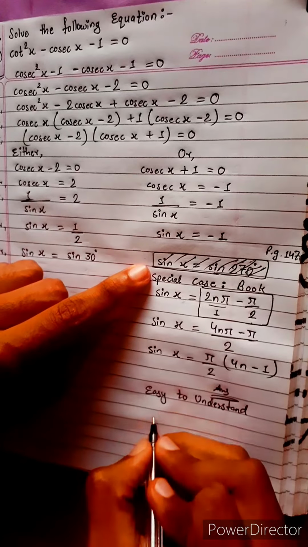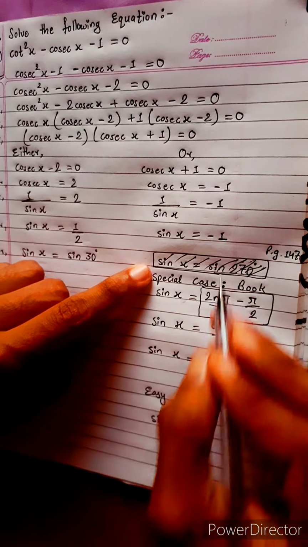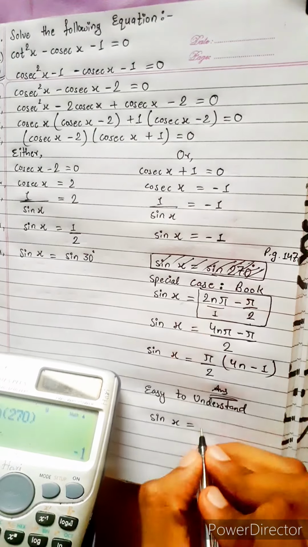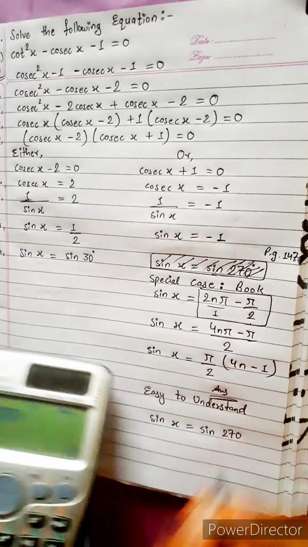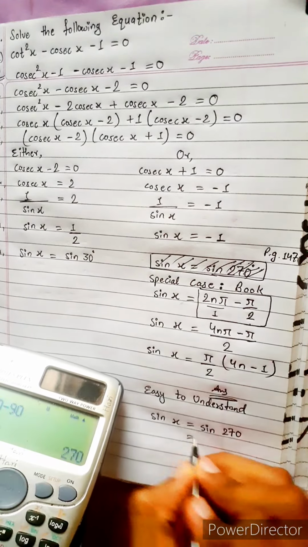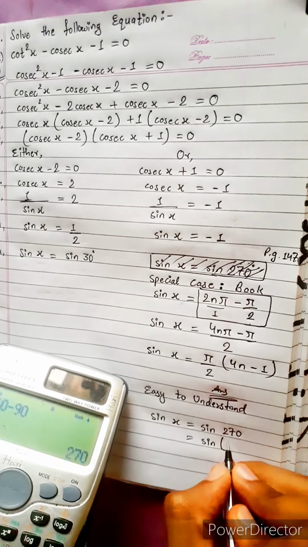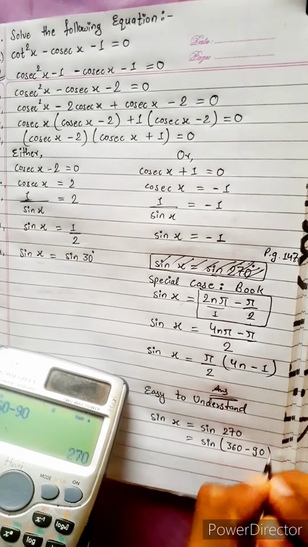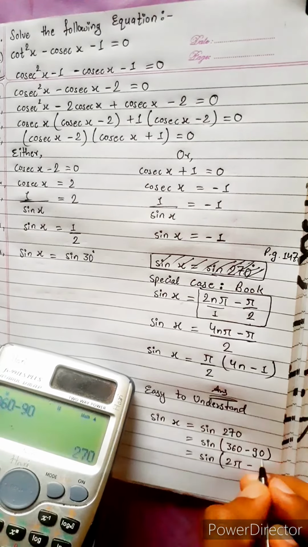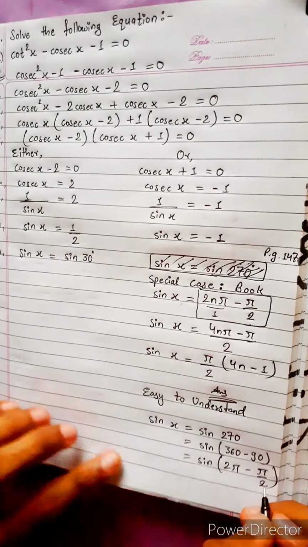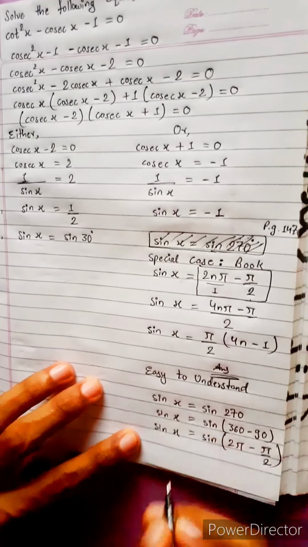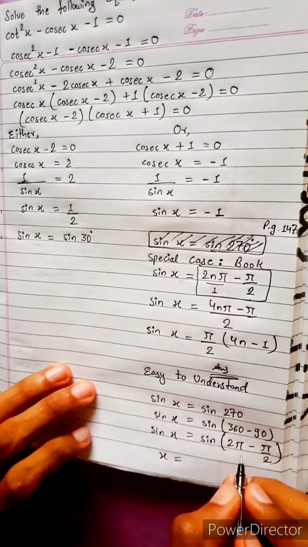Look here, sin x equals minus 1, yes. Sin 270 means minus 1. So in place of minus 1, write sin 270 also. And 270 means how much? 360 minus 90. So you can write it as sin 360 minus 90 also. Then 360 means how much? 2 into 180. 90 means pi by 2. Then here is sin x. Here also sin x. Then x equals 2 pi, yes, here 2 pi.